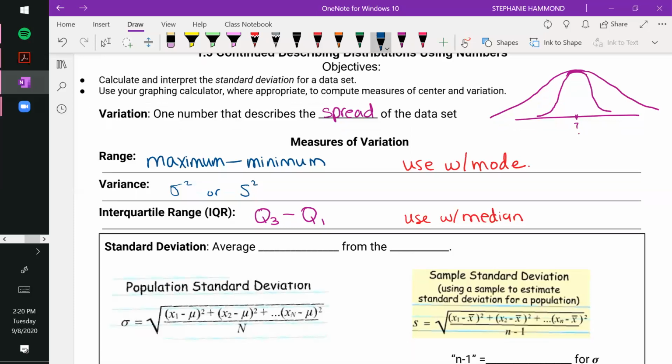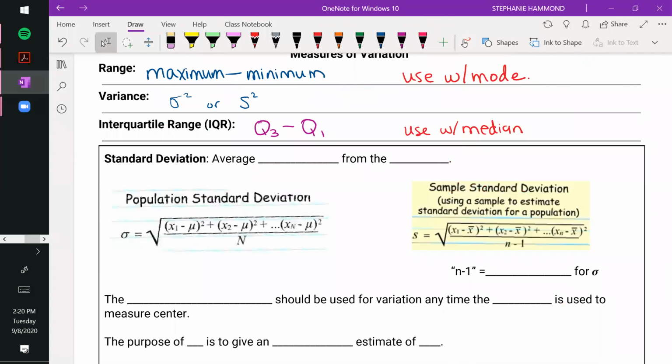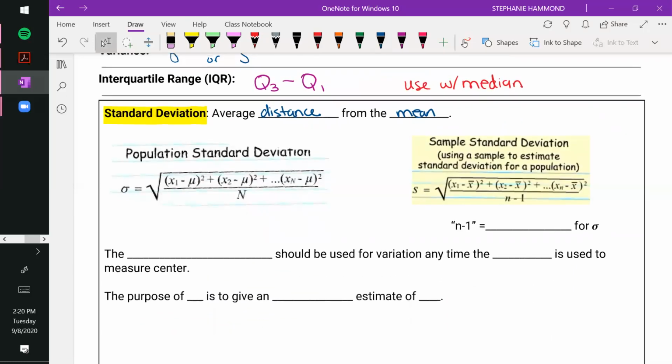And anytime we use the mean, the variation that we calculate is called the standard deviation. The standard deviation is the average distance of each value from the mean itself. So on average, how far away are our data points from the average? And then below that, you see 2 crazy looking formulas. These formulas are in your formula sheet, which you can use on your AP exam in a shortened form.